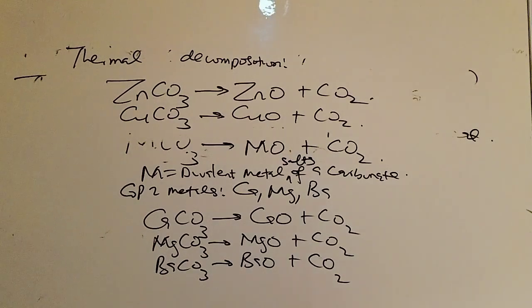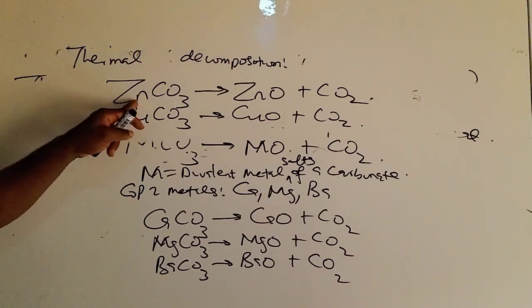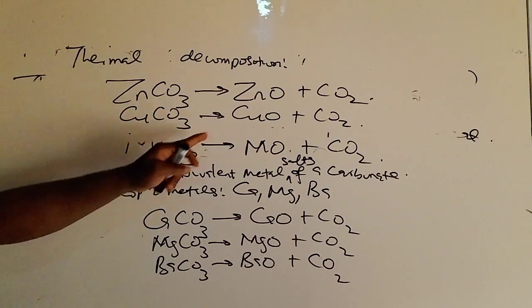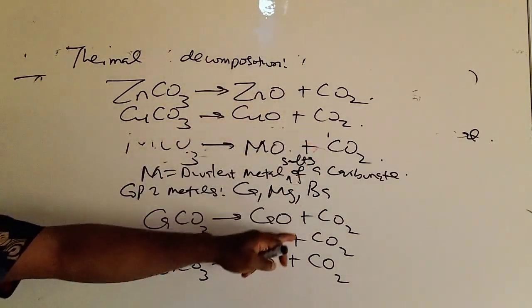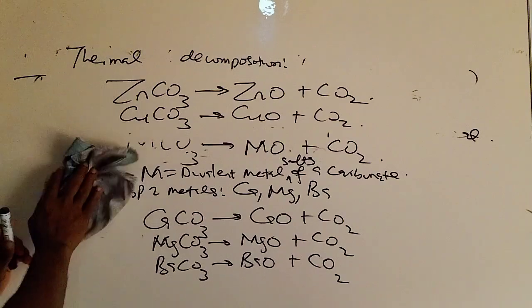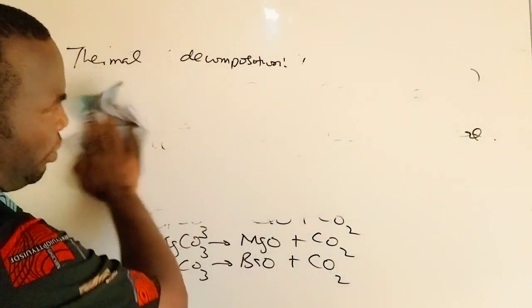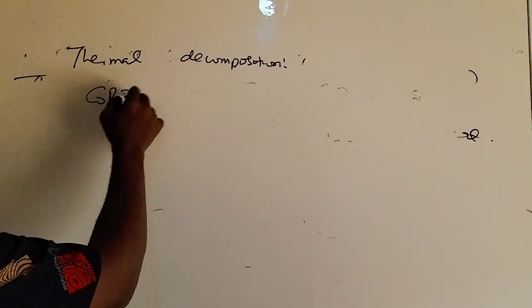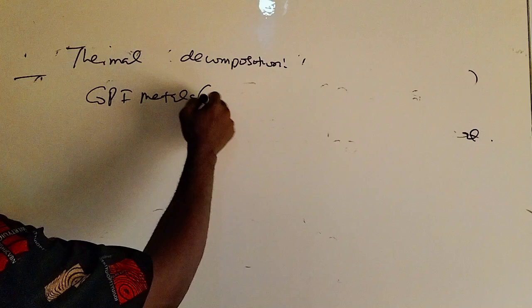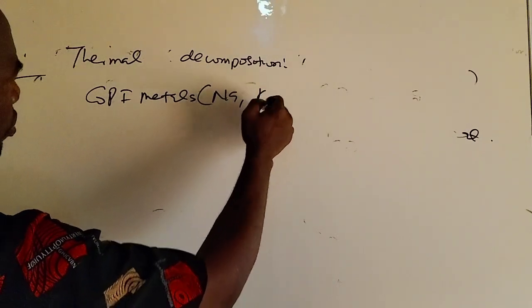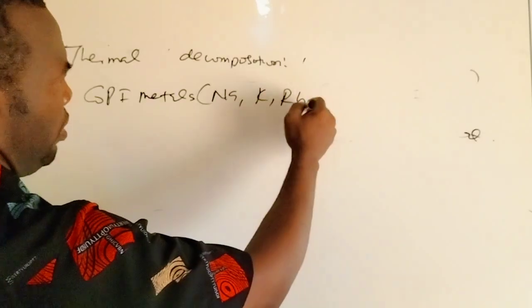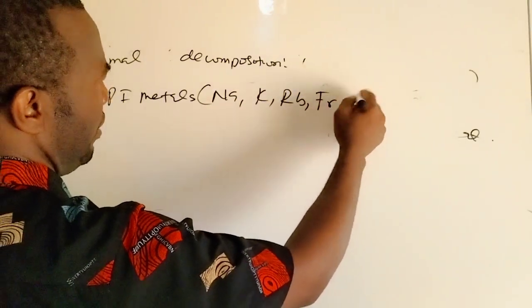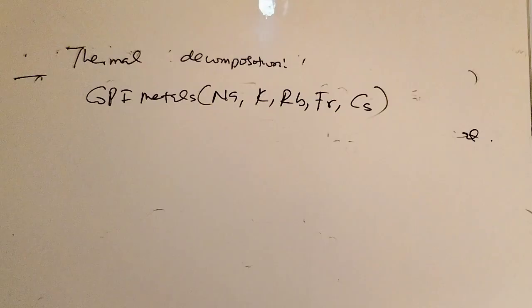So you can see this is the rule guiding how carbonates decompose. Divalent carbonates, or carbonates in which the metal has a valency of 2, break down into their oxide and release carbon IV oxide. Then, what about the carbonates of group 1 metals? Group 1 metals are elements like sodium, potassium, rubidium, francium, and cesium.